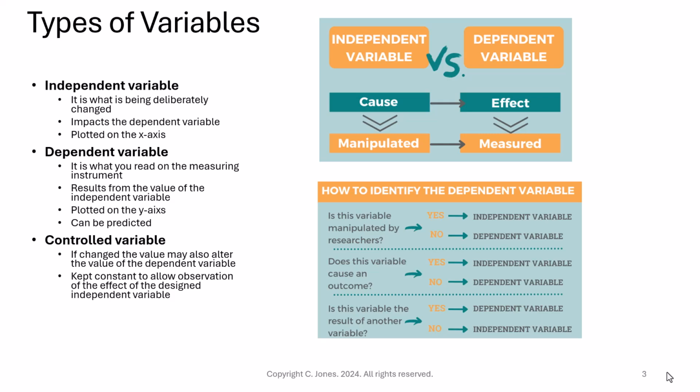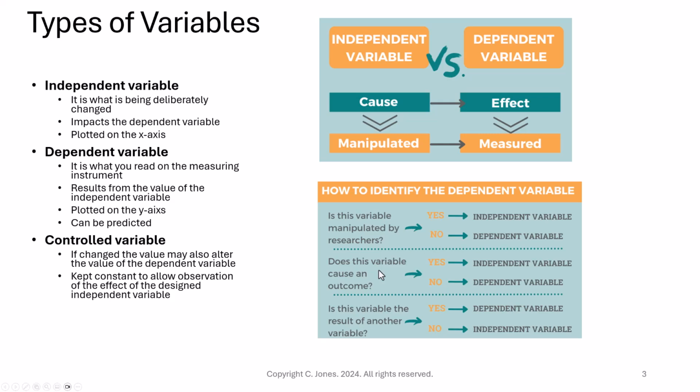And then in the panels over here on the right, these are just some nice pictures that I grabbed off of images, and it sort of illustrates what's going on. But I kind of like the how to identify the dependent versus the independent variable down here. So you ask these questions. Is the variable manipulated or changed by the researchers? So if we are changing the variable, then it's the independent variable, right? If it's not being changed by the researchers, if it's what we're reading, then it's the dependent variable, right?